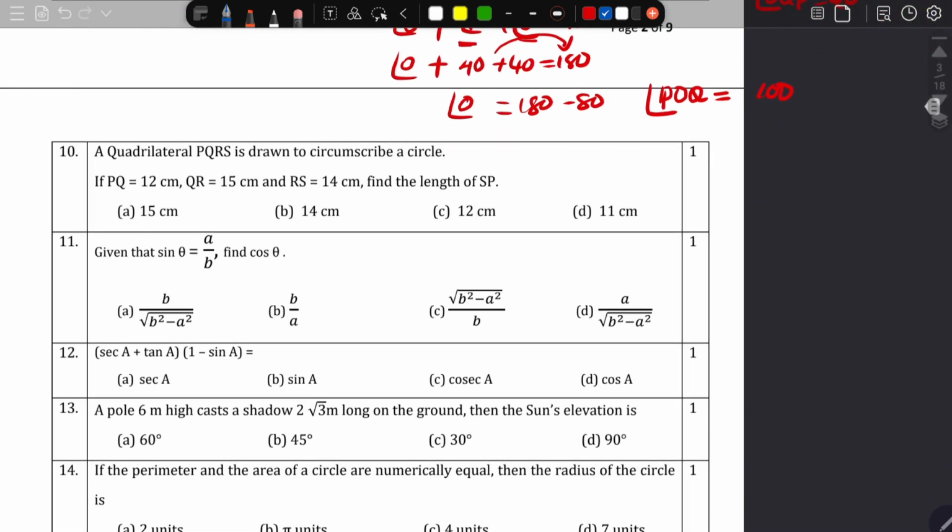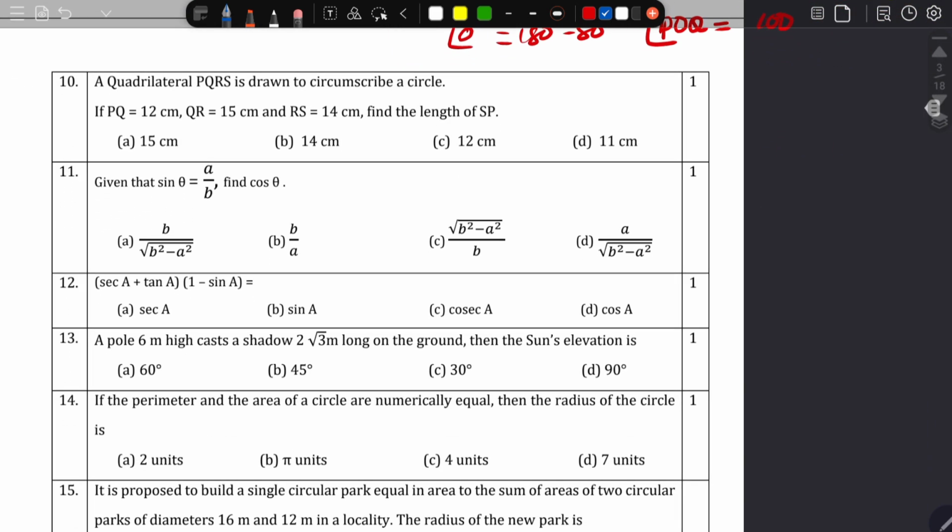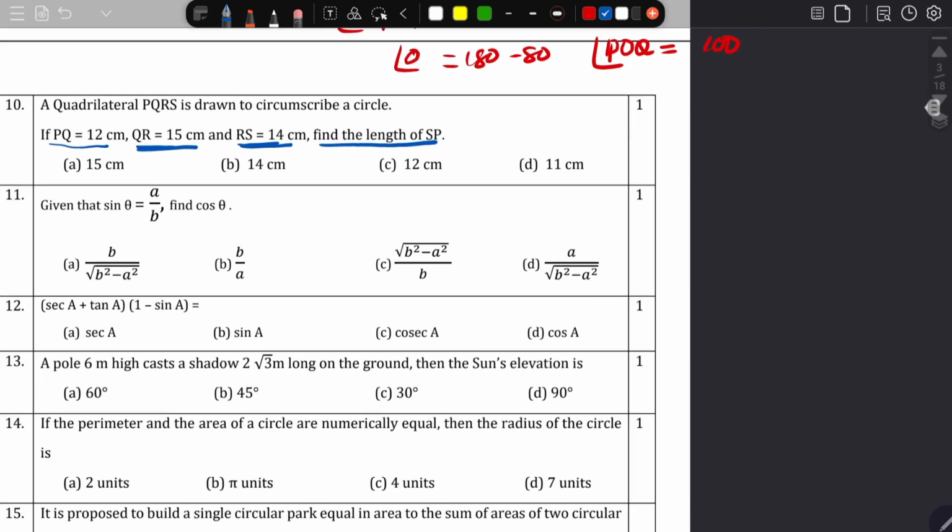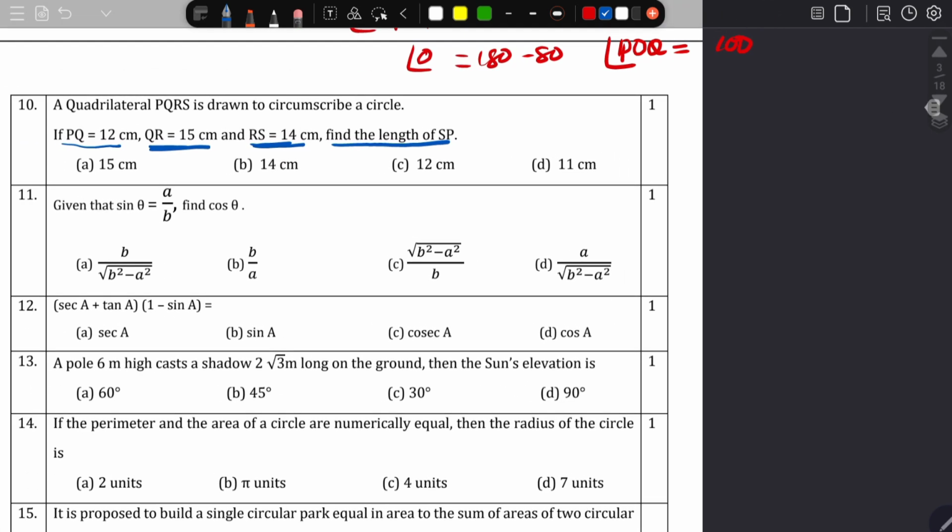Okay, let us move to question number 10. A quadrilateral PQRS is drawn circumscribing a circle. Given the measurements PQ is equal to 12 cm, QR is equal to 15 cm and RS is equal to 14 centimeters, find the length of SP. So, given a quadrilateral PQRS circumscribing a circle.